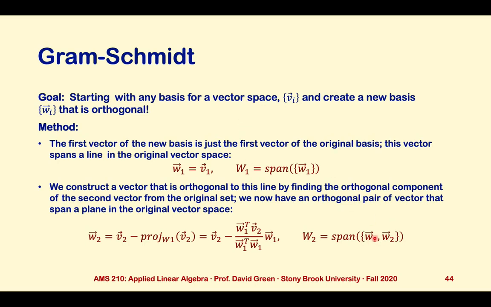This now gives us a second vector. These two vectors span a plane that is part of the original vector space, a plane that sits in the vector space we started with. We'll call this plane W2.